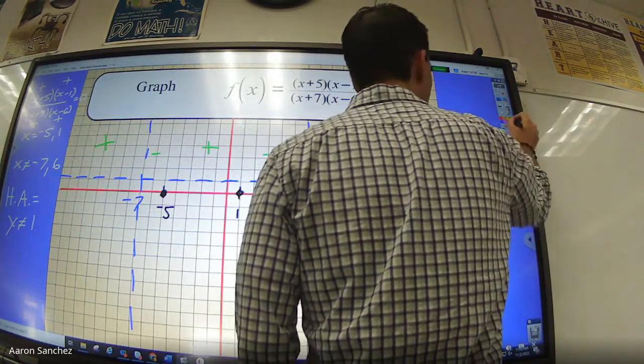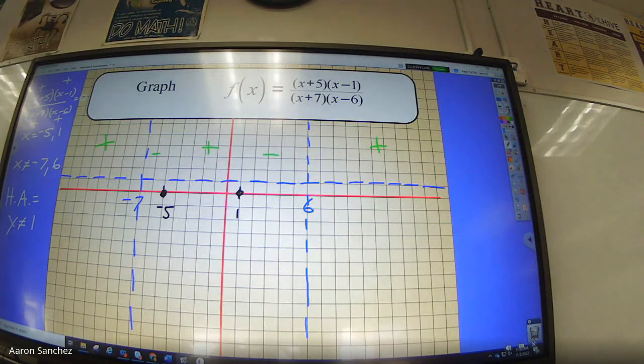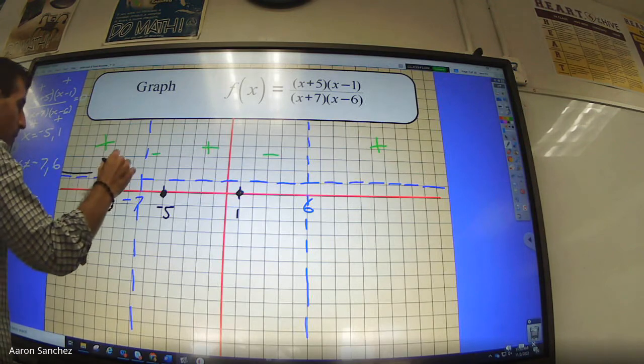We did all the hard part. Now comes just filling in the blanks. We did all the work. In my opinion, the graphing part is easy if you did it correctly. If you don't do it right, then it's kind of confusing. But I got a positive.